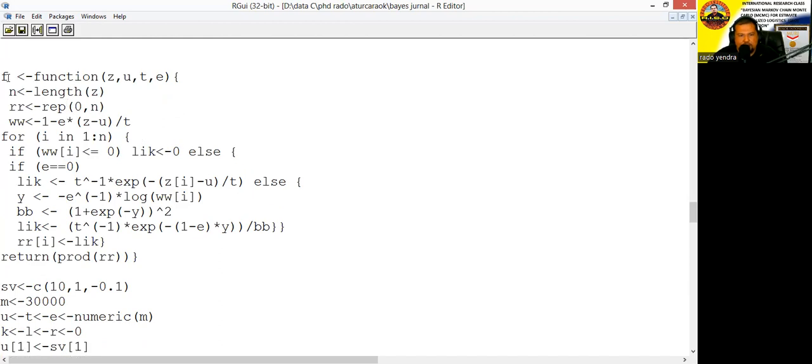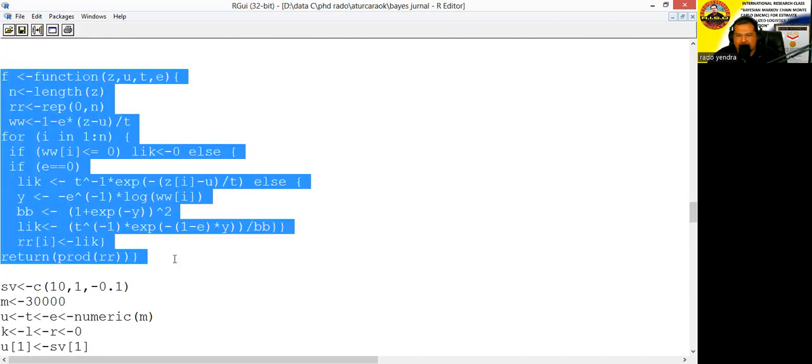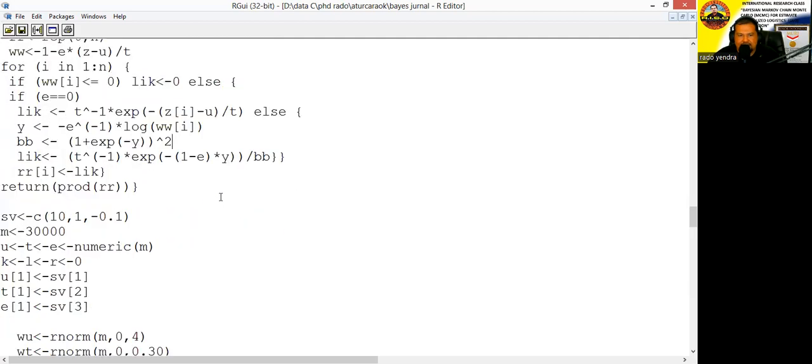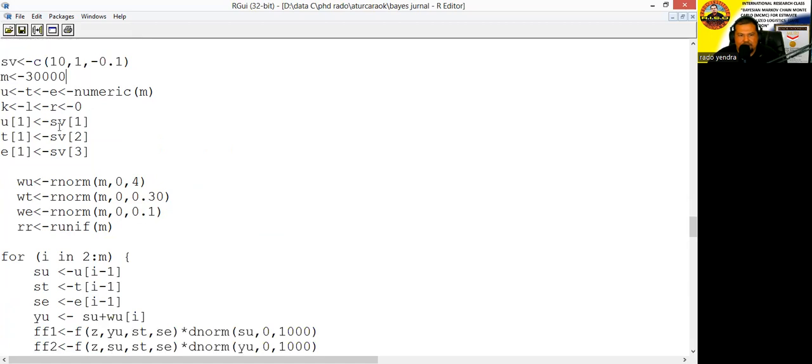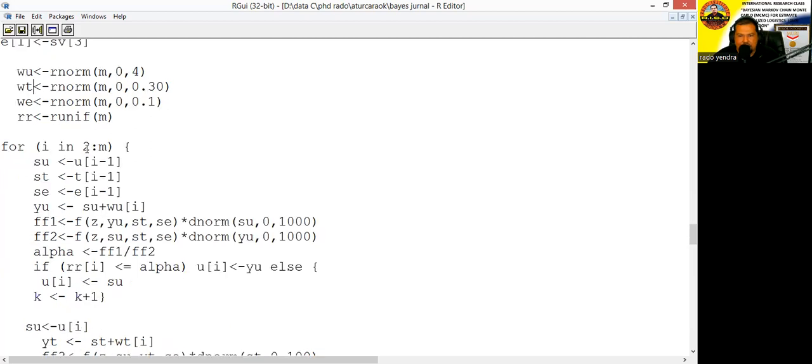Okay, this one is the programming for the likelihood of the logistic distribution, and this one for the MCMC parameter. This is the initial value, and then this is the 30,000 burn-in, and then this one for the initial value, and then this for omega u, omega t, omega e, or omega pi, omega c, and omega kappa, and this one is the whole program.